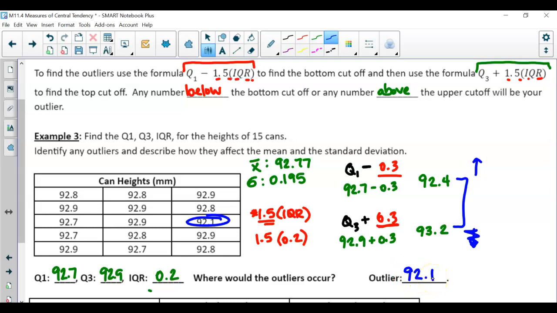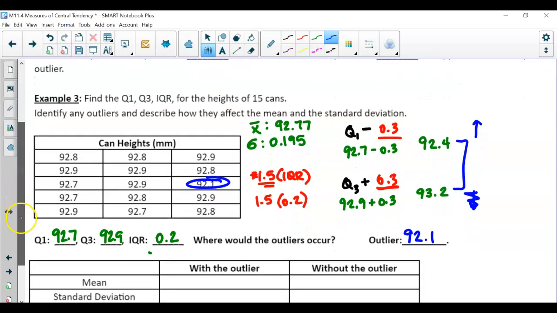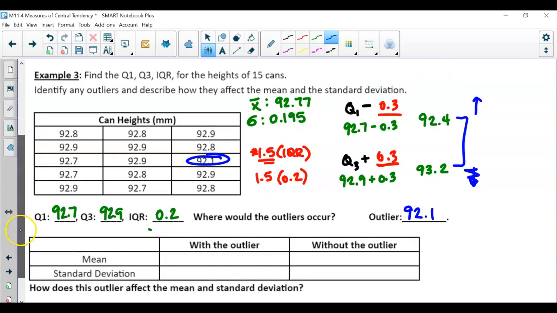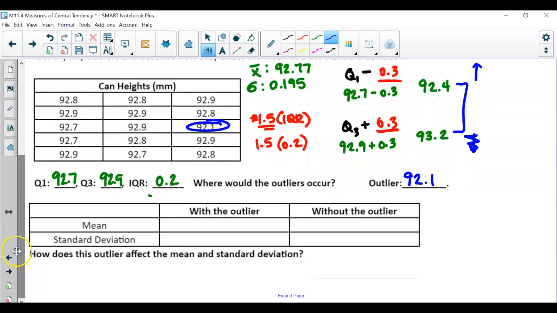That is the outlier. So now we're going to go through and see how does that outlier affect the mean, median, I'm sorry, not the median, the mean and standard deviation. So we already calculated the width, which was 92.77 and 0.195.